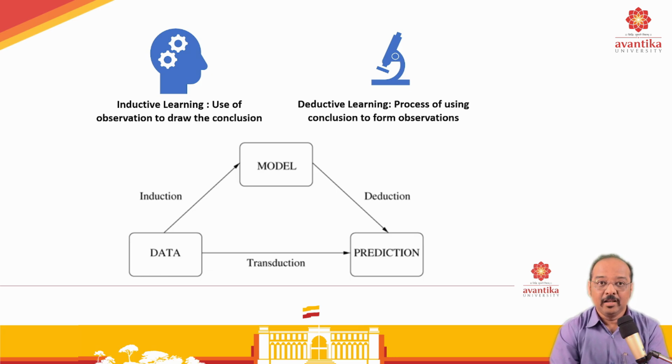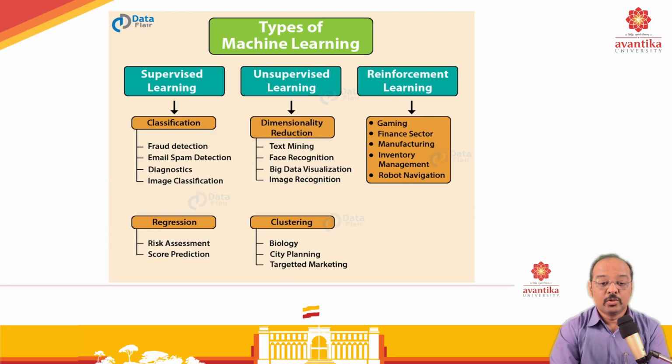But before that, we need to understand inductive and deductive learning. Using observations to draw a conclusion is inductive learning, and the process of using that conclusion to form the observation is deductive learning. To create a model from the data and to make predictions, we use inductive and deductive learning. As I said earlier, based on the different learnings we have seen, there are three types of machine learning that I will introduce: supervised learning, unsupervised learning, and reinforcement learning.